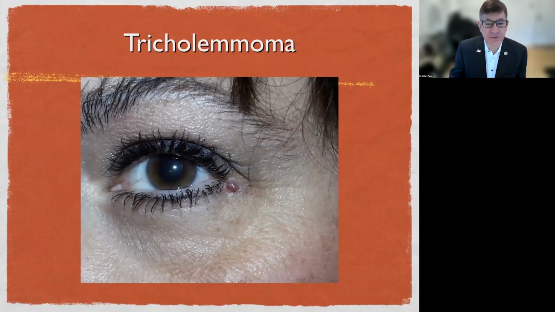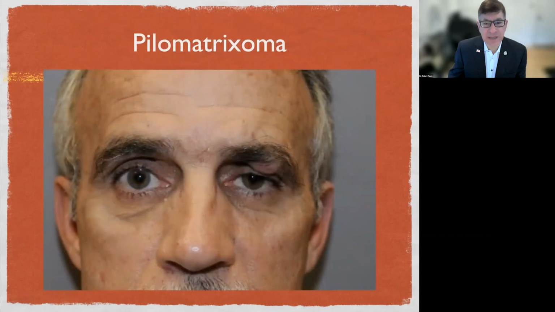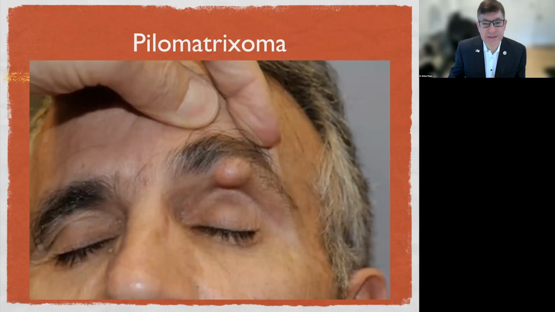Here's another example of a trichilemmoma. This one pink. Another example of a pilomatrixoma this time. Lifting up his eyebrow, you can see that although it looked like it was a bit pink, because of the lighting, it actually isn't.